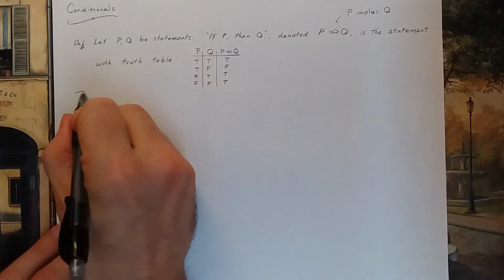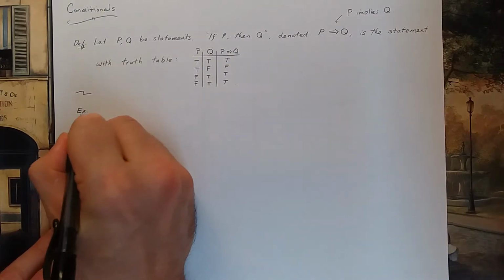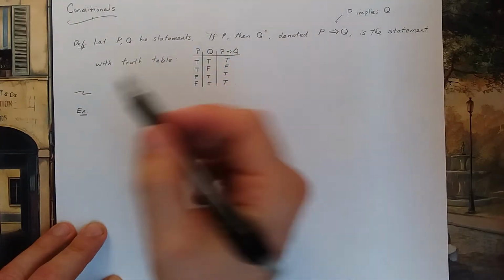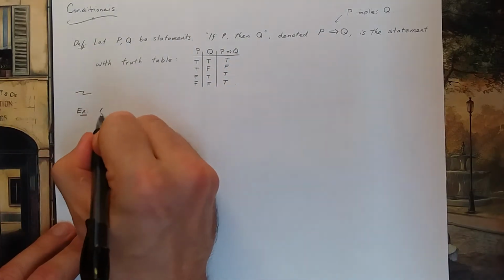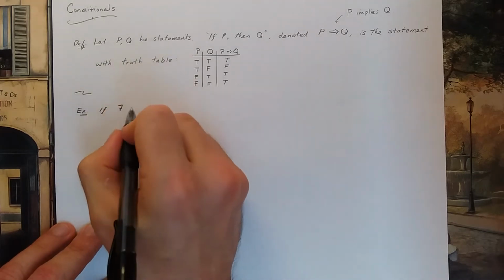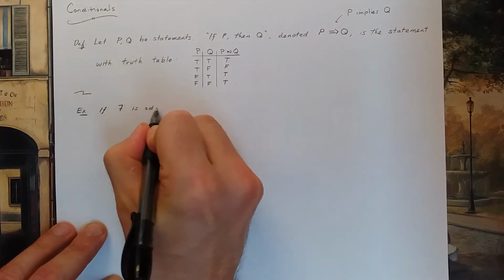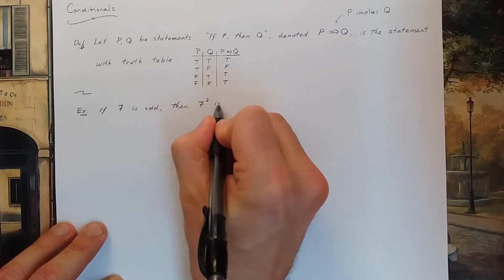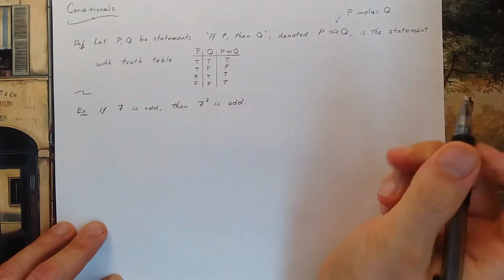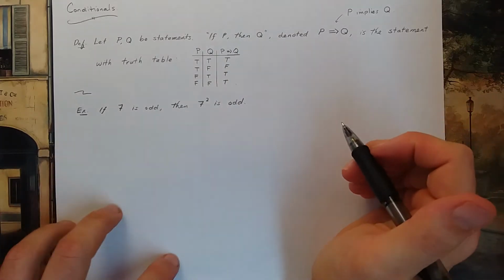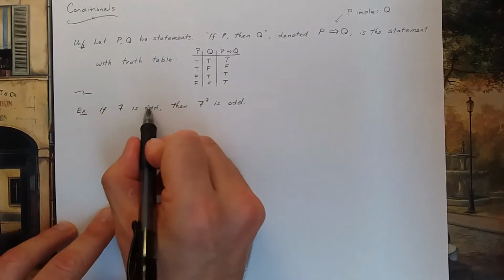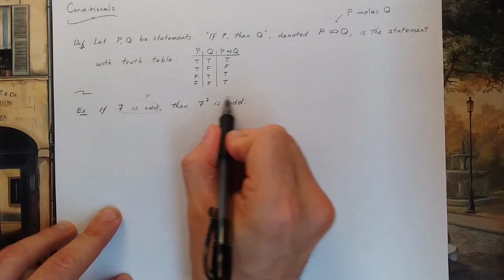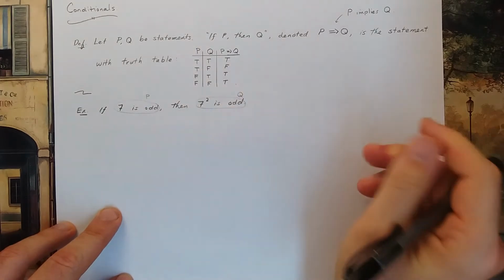Okay, let's see some examples. I'm going to write some conditional statements down in the form if P then Q, and then we'll decide whether or not they're true or false. So here's my first one. If 7 is odd, then 7 squared is odd. This is a conditional. It's an if-then statement. This here is my P, and this here is my Q.